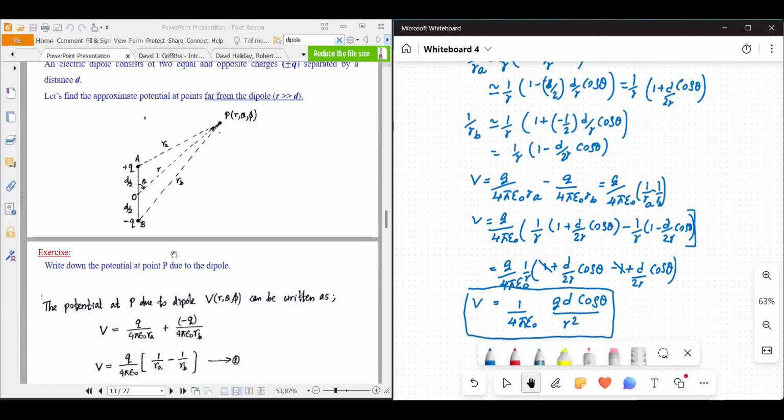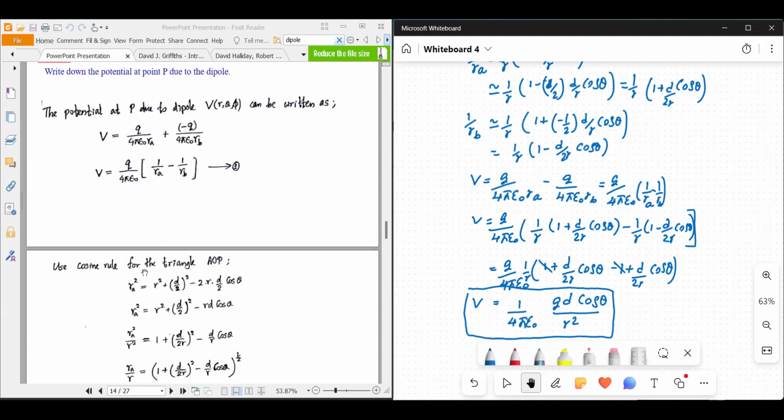Then we need to calculate this 1 over Ra and 1 over Rb to have a value for the potential. Then we used the cosine law for the OAP triangle and the OBP triangle. When I first consider this OAP triangle, here the angle is theta. For the length directly facing the angle, Ra squared, we can write using the cosine law: Ra squared is equal to R squared plus d over 2 squared minus R times d over 2 times cos theta. So that is using the cosine law.